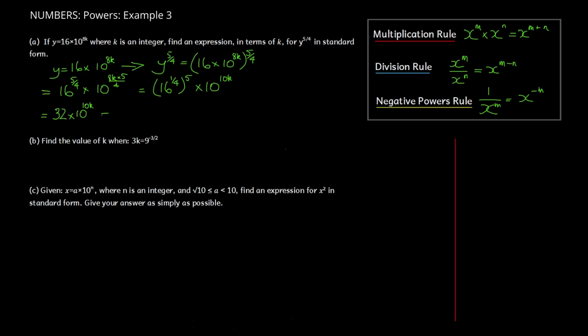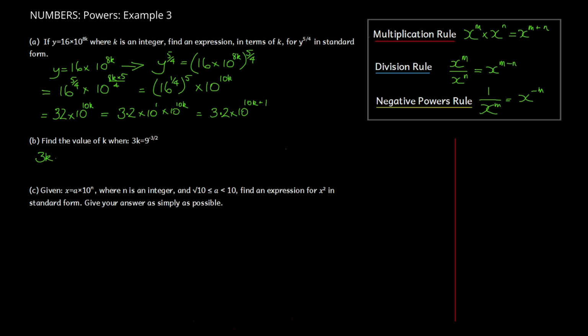Copy and paste that. Okay, 32 is not standard form, so we have to divide that by 10, which sort of slips out a spare power of 10. So this becomes 3.2 multiplied by 10 multiplied by 10 to the 10k. Remember, 10 on its own can be written as 10 to the power 1. So now the two 10s, we can use the multiplication rule to add 1 to 10k. Don't make the mistake of 11k. 3.2 multiplied by 10 to the 10k plus 1. That's in standard form, and that's your answer.